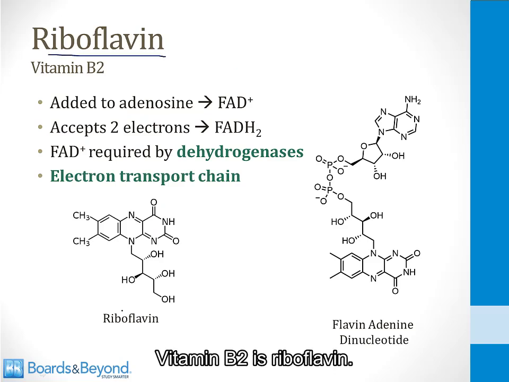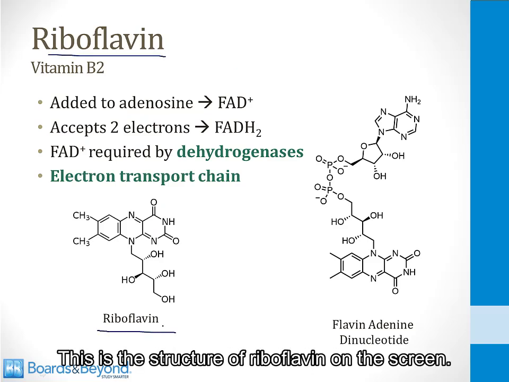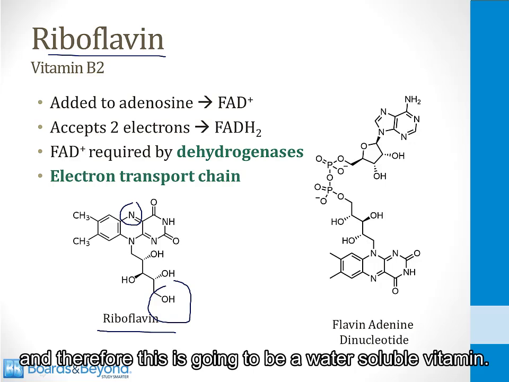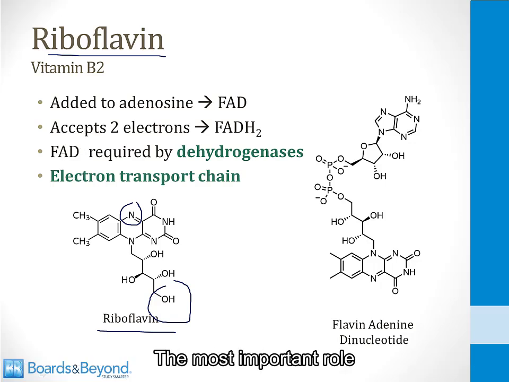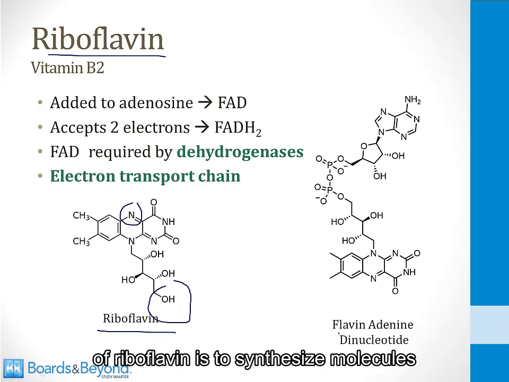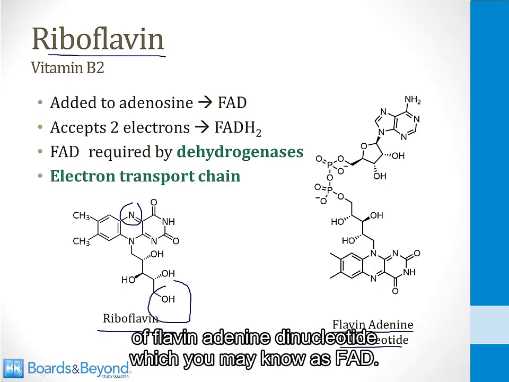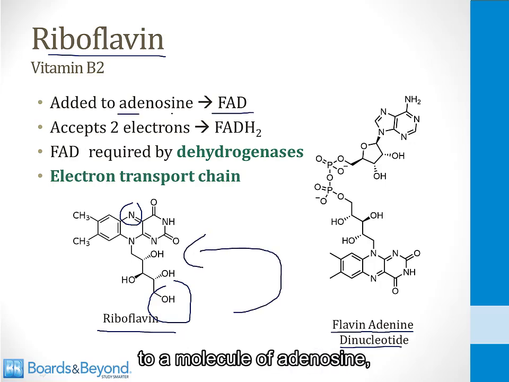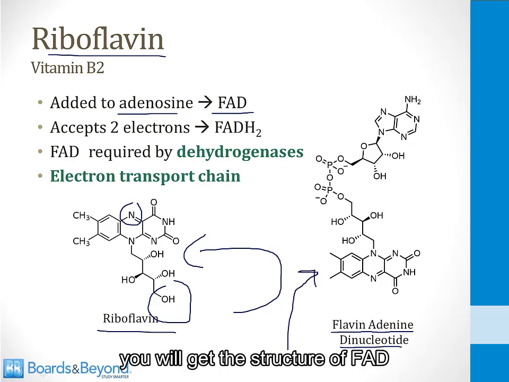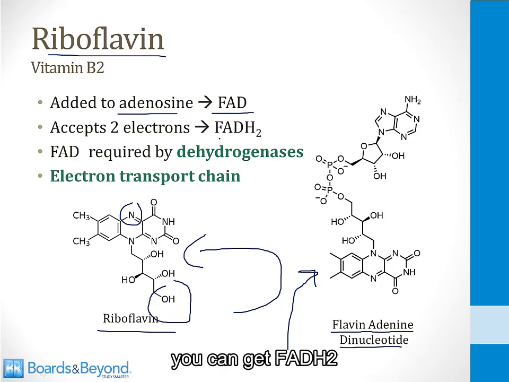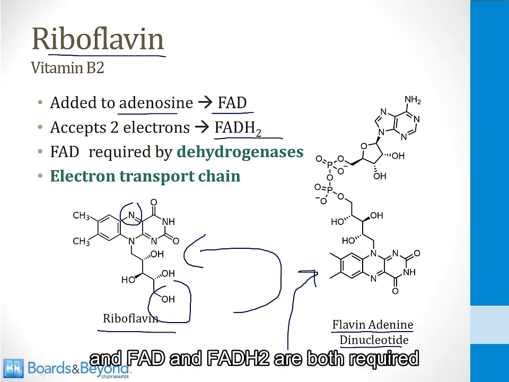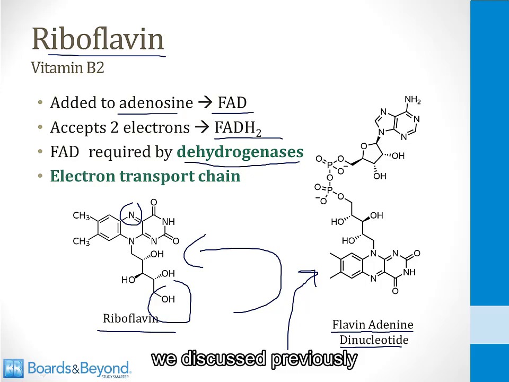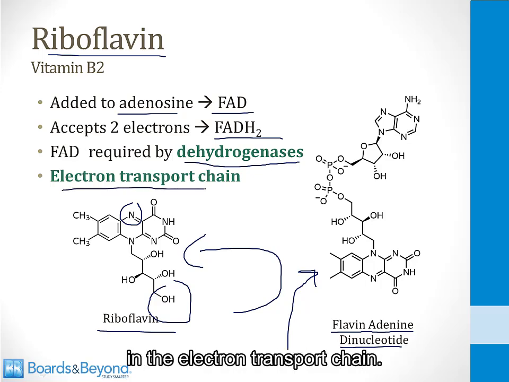Vitamin B2 is riboflavin. This is the structure of riboflavin on the screen. You can see that it has lots of oxygens and nitrogens as well, and therefore this is going to be a water-soluble vitamin. The most important role of riboflavin is to synthesize molecules of flavin adenine dinucleotide, which you may know as FAD. If you add the structure of riboflavin to a molecule of adenosine, you will get the structure of FAD. And then if you add 2 electrons, you can get FADH2. And FAD and FADH2 are both required by the dehydrogenase complex enzymes we discussed previously, and as you may know, they are also used in the electron transport chain.